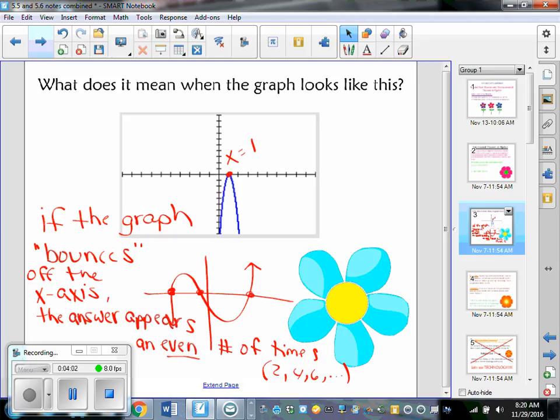So if it goes through the graph, through the x-axis, like this one here that I drew, that answer technically shows up an odd number of times. Usually it's once, but it could be 3 times. Something to just kind of keep in mind as you're looking at the graphs. Like the one I hand drew up here, if the graph actually goes through the x-axis, then that answer shows up an odd number of times. Typically it's once, but it could actually be like 3 times. That's what we're going to talk about today.